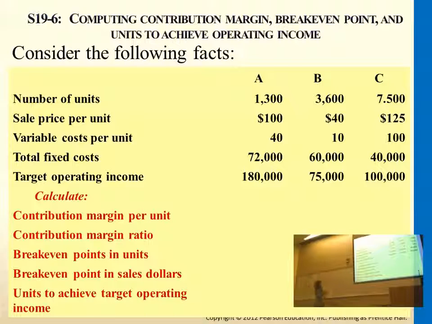Okay, now for C, same thing, 125 minus 100 should be able to get contribution margin 25 per unit. This 25 over sales revenue, which is 125. This ratio is 20%, right? Now, break-even point in units, fixed costs for this problem, 40,000, then divided by 25. So this one here, 1,600.